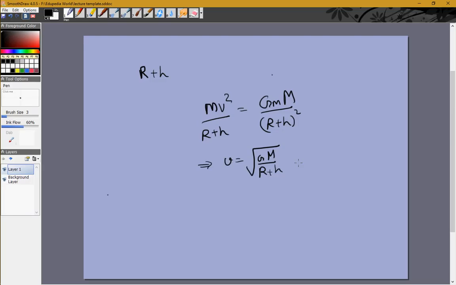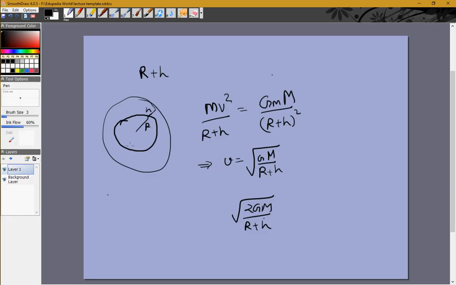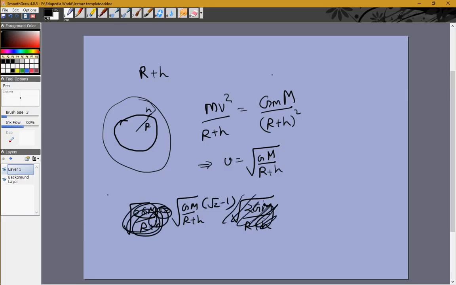And the minimum increase in velocity so that it escapes from the Earth's gravitational field. We know what the escape velocity is, that is root 2GM by r, or in this case root 2GM by r plus h, because the satellite is at a distance of r plus h from the Earth's center. This is r, this is h, and it is moving like this, right? So all we need to do is calculate the difference between these two, root 2GM by r plus h minus root GM by r plus h, which basically gives us root GM by r plus h into root 2 minus 1. Right, this is the final answer.